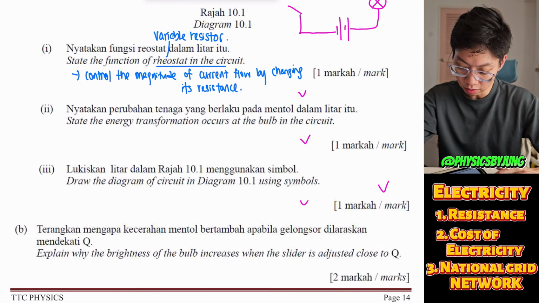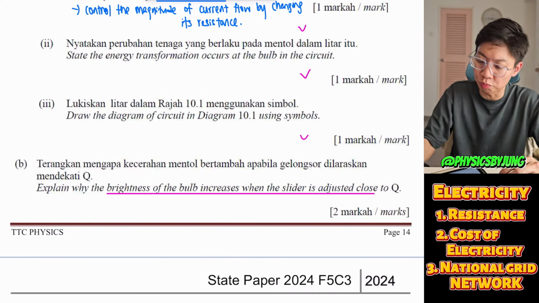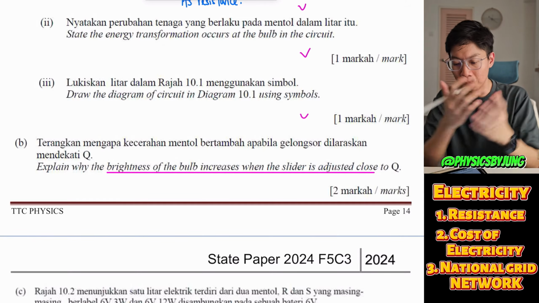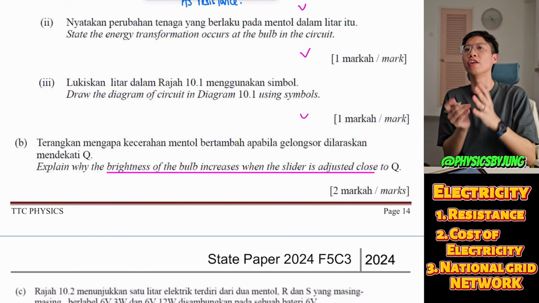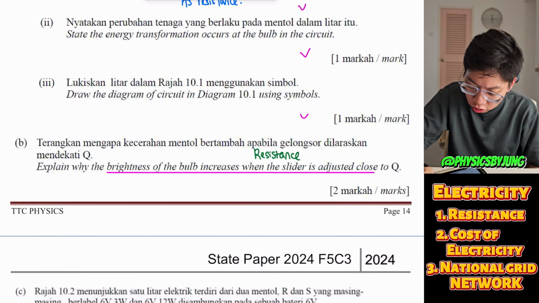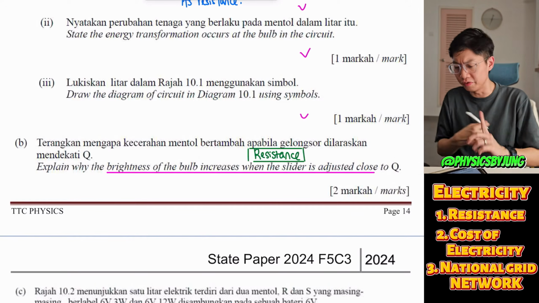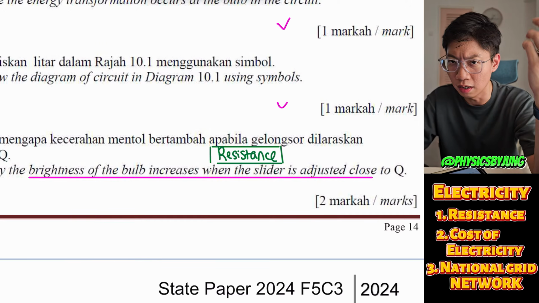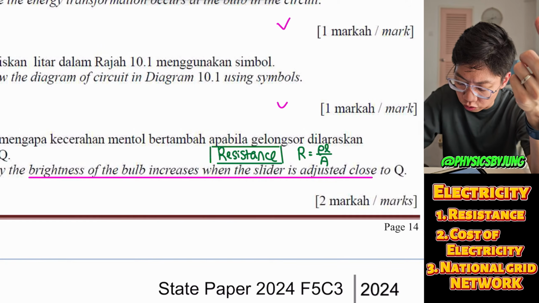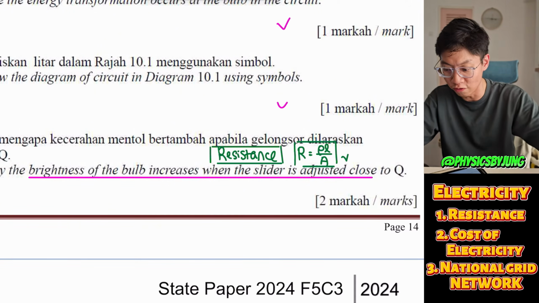Now, then they ask why the brightness of the bulb increases when the slider is adjusted close to Q. So we talk about this question now. This year, for 2024, I've got a feeling that resistance will be a hot topic, whereby what affects resistance. For example, in Selangor's state paper, they actually forced the students to calculate R equals rho L over A. Which I think is actually very good. It's a very good thing to force students to do.